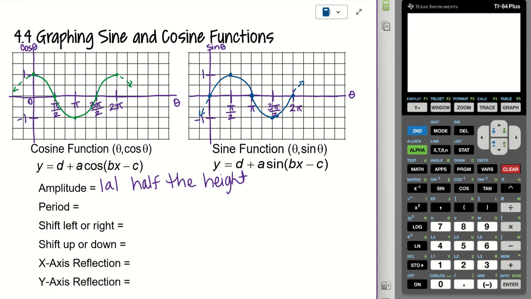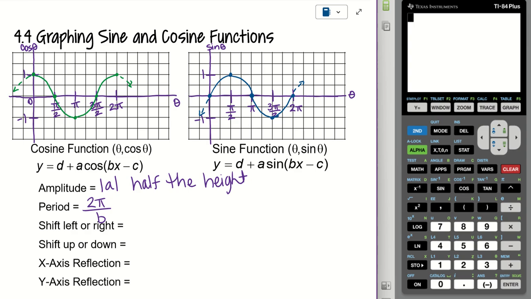Okay, next up is the period. The period is how often the graph repeats itself. Because these were the basic parent functions, these repeated every 2 pi spaces. At 2 pi, we would have started over and it would have followed the same pattern. But not all sine and cosine functions repeat every 2 pi. We're going to divide 2 pi by b in the equation, and that's going to tell me how often the graph repeats. It's called a cycle, a period, a revolution. Those three words are used interchangeably.